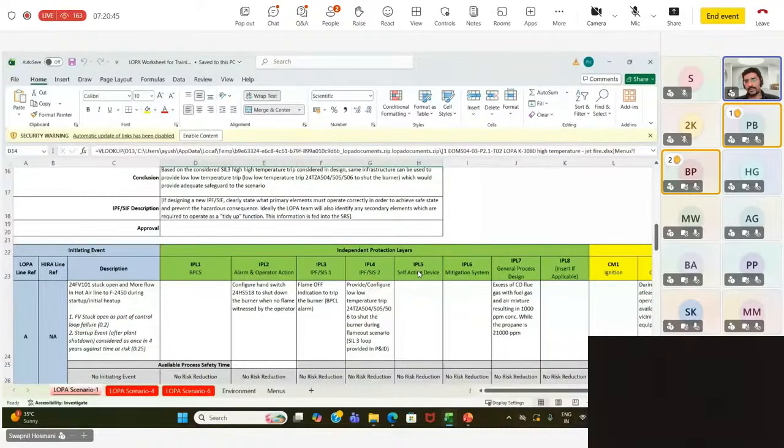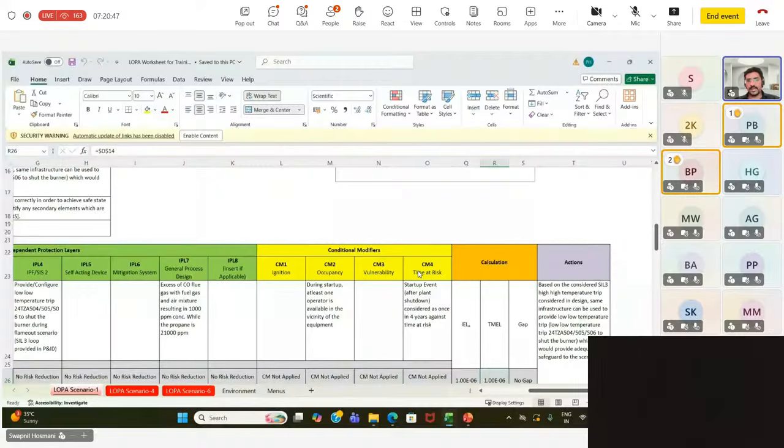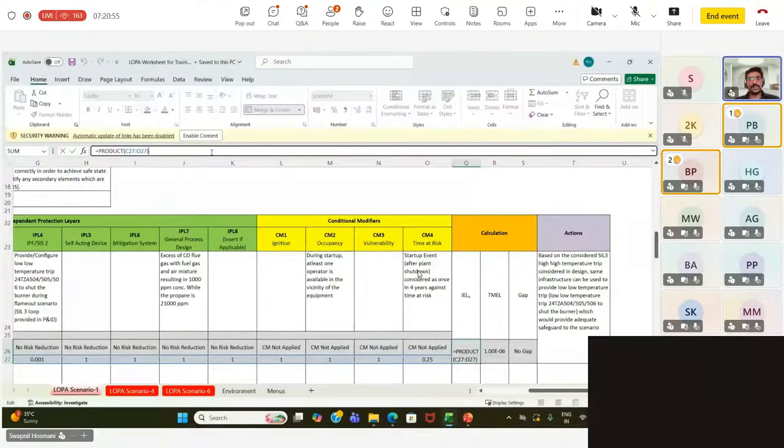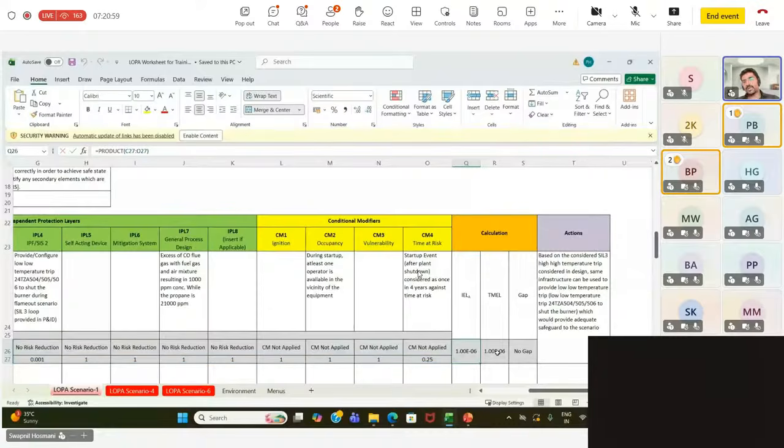Okay. And based on our product calculation of all these 3 values, that is the multiplication of the initiating event, the independent protection layers, their PFD average, and the conditional modifiers, this exactly matches this value. So that is why it is saying no gap. That means there is no gap and your design is inherently safe. Fine.